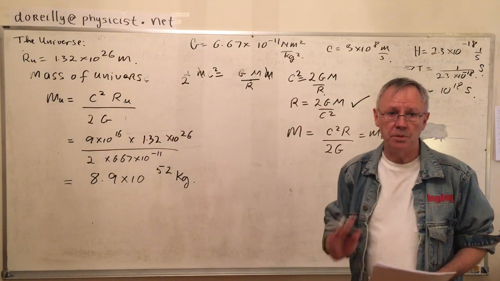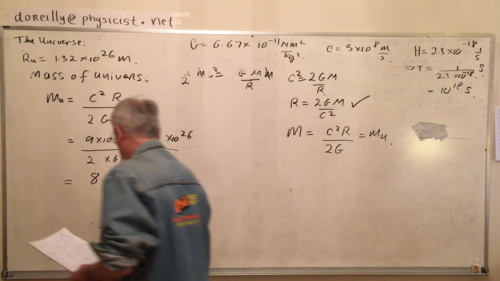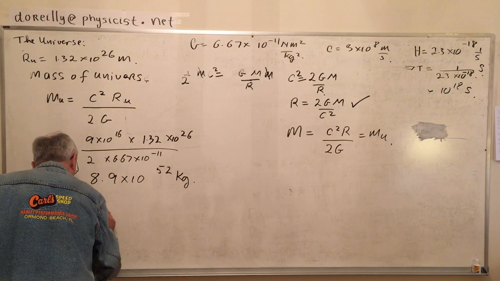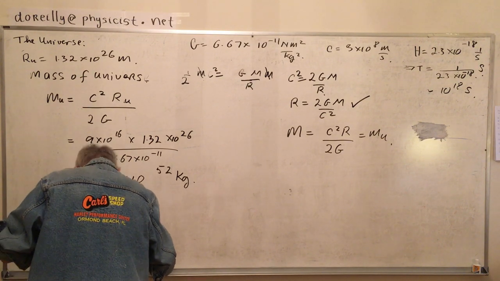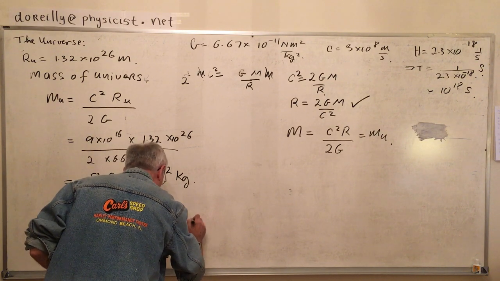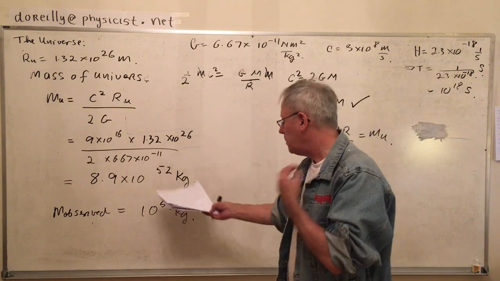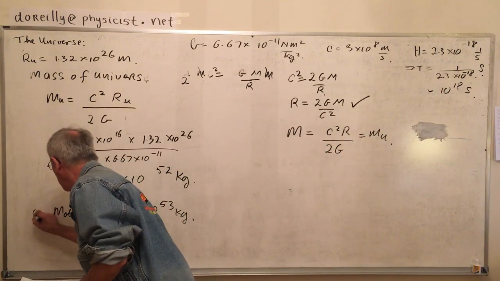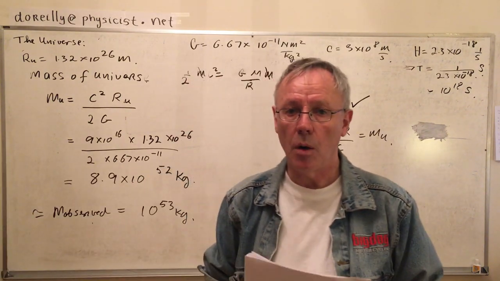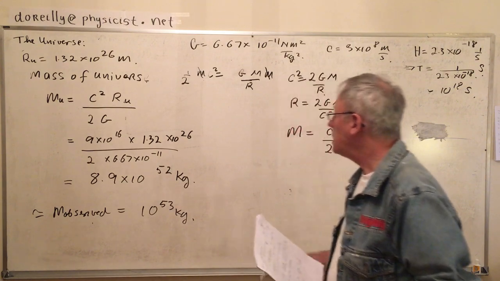Now let's look at the observed mass of the universe. If you look up at the astronomy books, they'd say that the mass of the universe is 10 to the power of 53 kilograms. So they're the same. So the mass of the universe, we calculated almost exactly. And you saw where it came from? Came from just small assumptions. Okay, so that's very good.